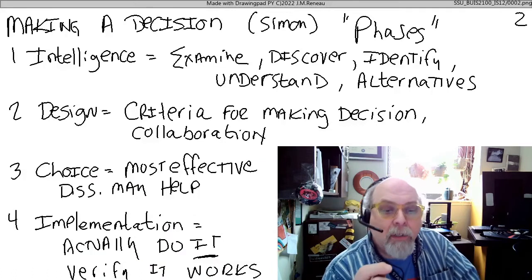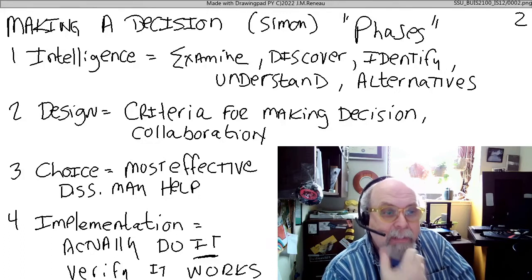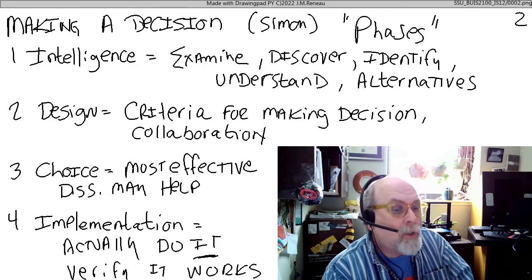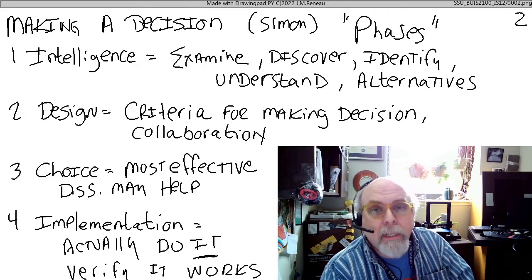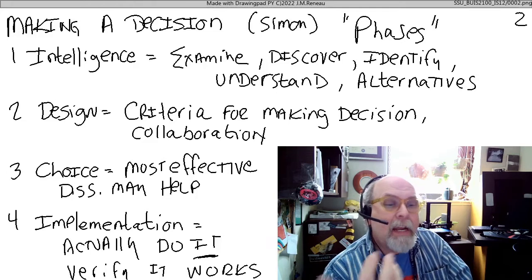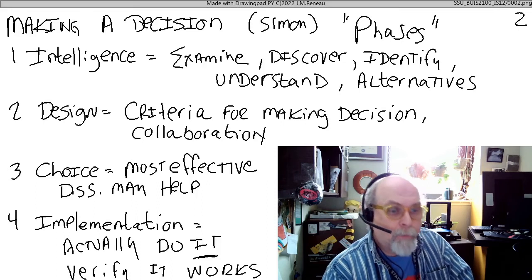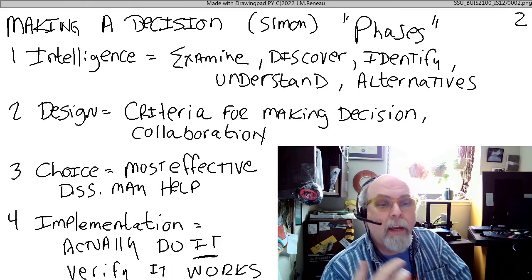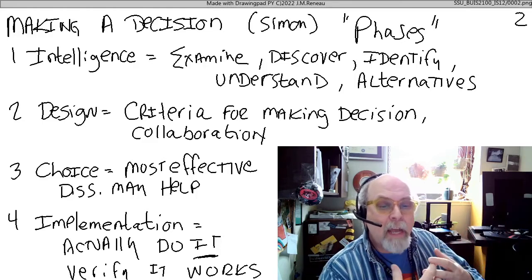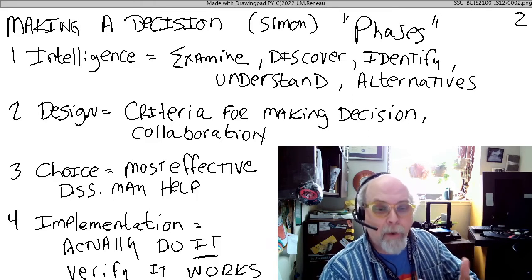The book talks about Simon's four phases for making a decision. The four phases are intelligence, design, choice, and implementation. So let's look at these four phases in more detail. Intelligence is where we're gathering data about the decision we need to make. We're examining the problem, understanding the problem, discovering the problem, and identifying the constraints. It's all about understanding and looking at alternatives at this point. We're creating intelligence about the problem.